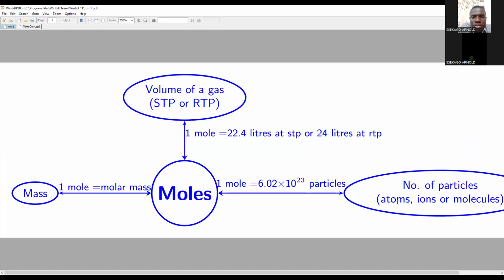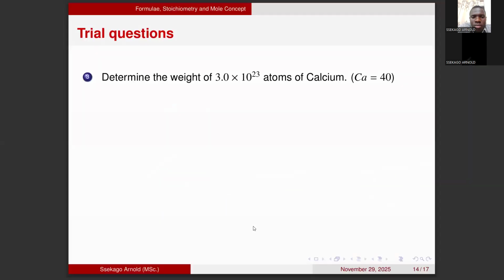The mind map says that we want to move from atoms to weight. From atoms, from particles, you go to moles, and then from moles you go to mass. So to move from atoms to mass, you have to go through moles. Therefore, to determine the weight, in this case, we have to go through atoms, then to moles, and finally to mass.